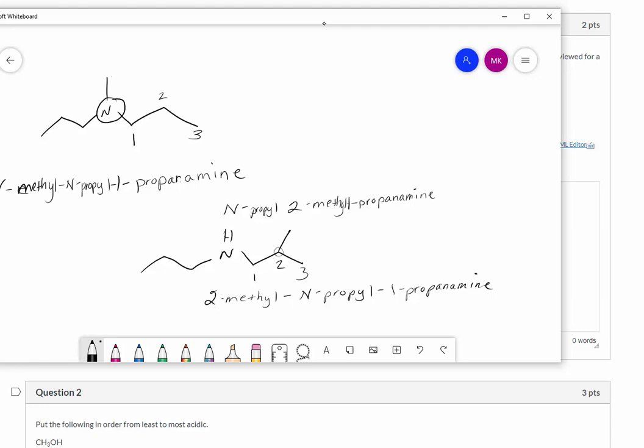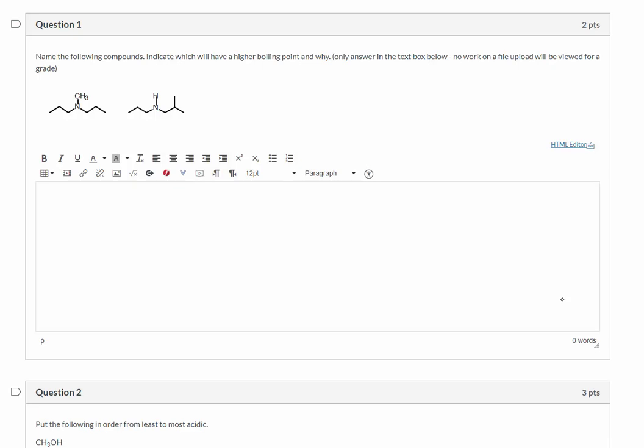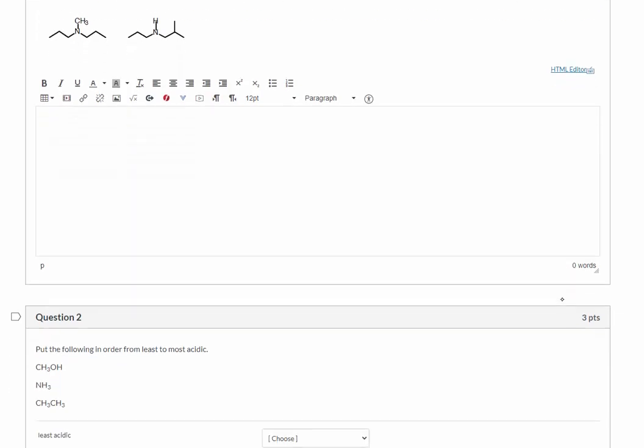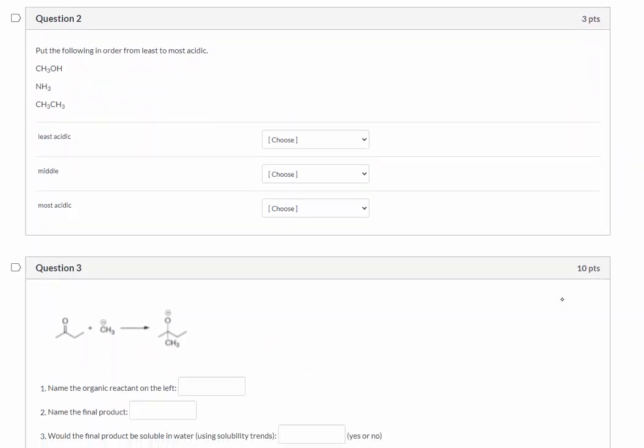They both have the same molecular mass, but one of them will engage in hydrogen bonding, and that is this one. This one will have hydrogen bonding. This one will not. Well, he does have a lone pair of electrons here, so I guess he is polar, but he does not engage in hydrogen bonding. This one does. There is a hydrogen that is covalently bonded to a nitrogen. Therefore, 2-methyl N-propyl, 1-propanamine will have the higher boiling point because it engages in hydrogen bonding.